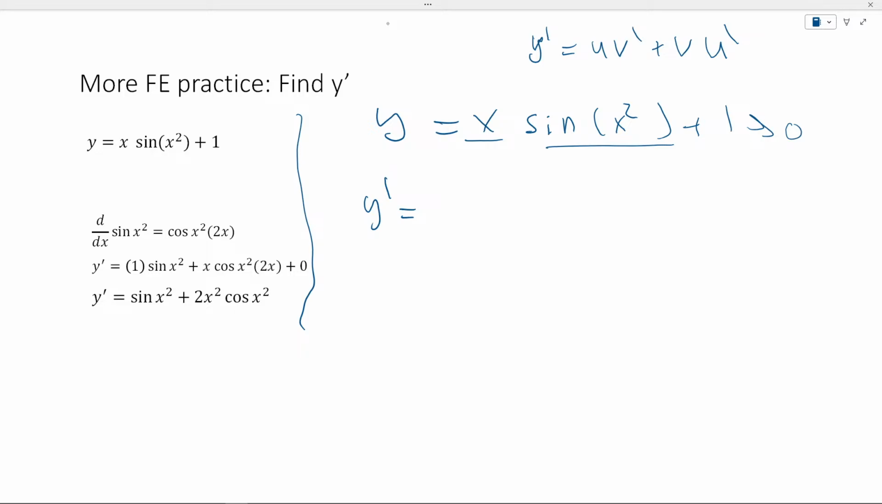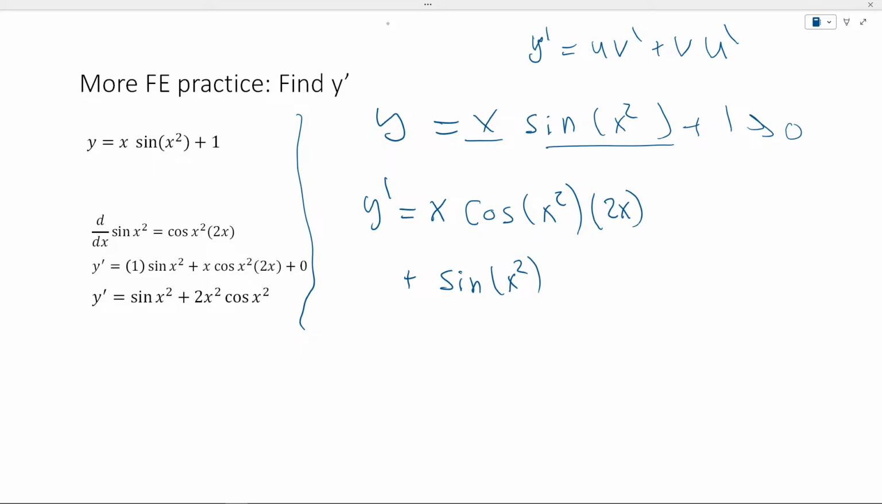So here, let me just do this. Basically, you put your first function times the derivative of your second function. So sine x squared will give me cosine x squared, and remember the chain rule, then times 2x. So that would be this, and then plus you put this: your second function, sine x squared, times the derivative of this, which is 1 basically. So that would be 1. Okay.